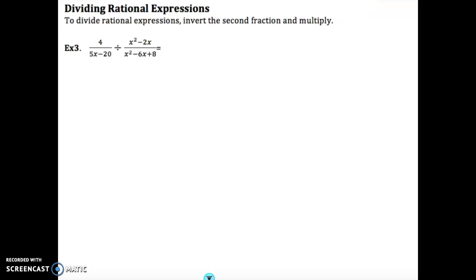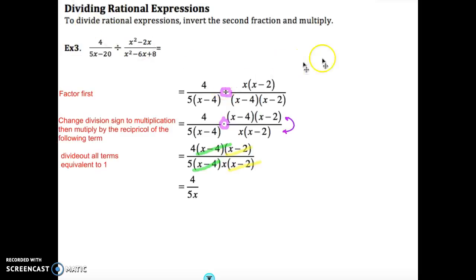With division, again, I'm sure you remember, but let's pause for a moment, have a go, and then we'll check our answers together. Okay, welcome back. So the only real thing that you need to remember with division is to, again, first factor. But instead of dividing, what we do is we change the division sign to a multiplication, and then we multiply by the reciprocal of the expression.